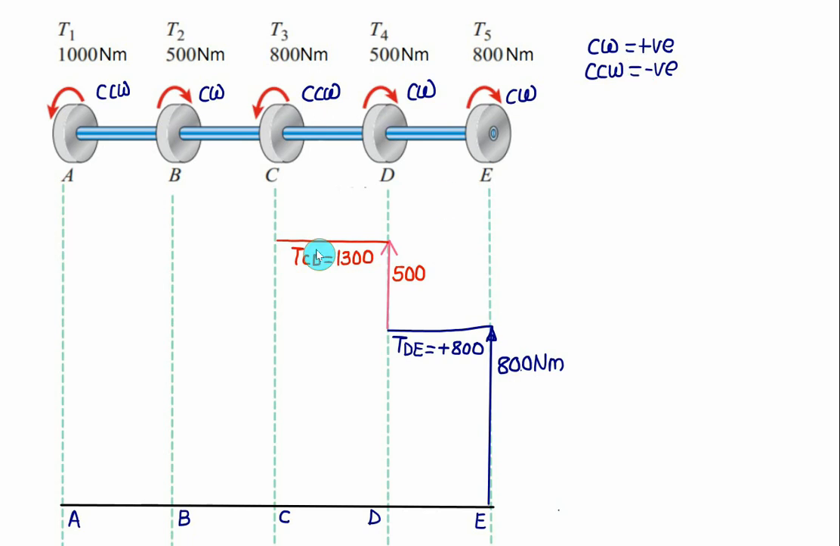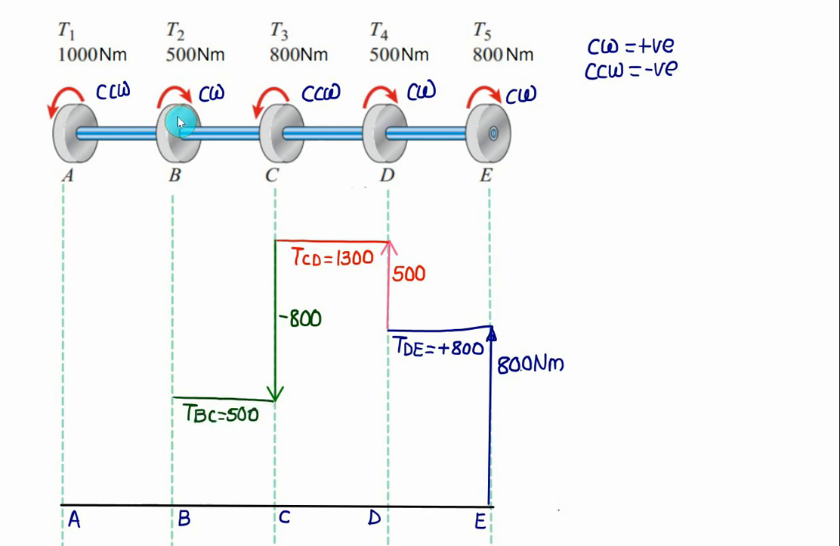Then at C we have a counterclockwise torque acting equal to 800. Since counterclockwise is negative, from 1300 you have to move downward by 800. What is left is 500. So T3 is equal to minus 800, so this value is minus 800 Newton meter. Then B to C no torque is acting, so this value remains constant. The previous value was 300 and minus 800. So the torque acting on the segment BC will be equal to 500.